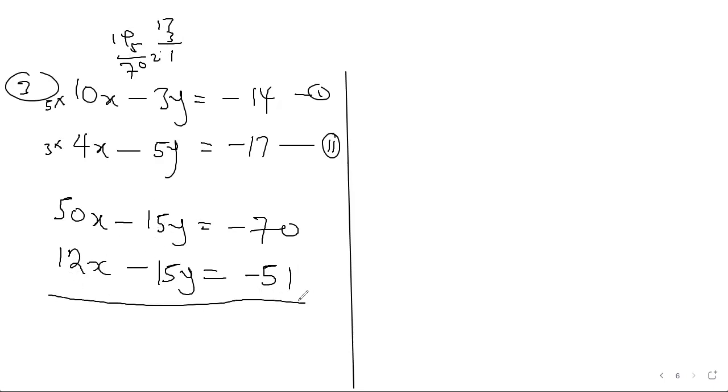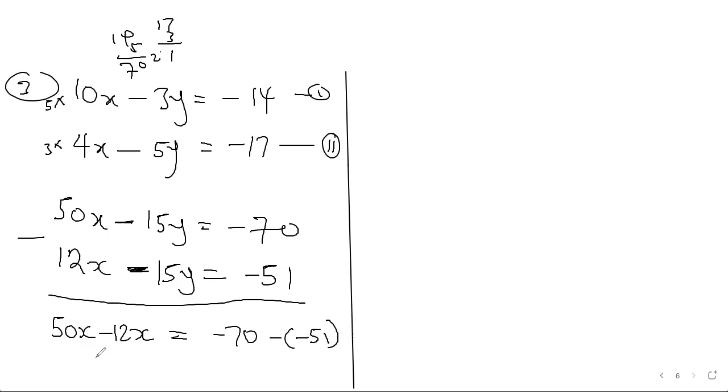So which sign am I going to use to eliminate? Minus and minus, so the same sign. Don't forget the rule: when you have the same sign, you subtract. So if I subtract here, I will have 50x minus 12x. Then this will give me 0, because minus 15y minus minus 15y is minus 15y plus 15y, which is 0, equals minus 70 minus minus 51.